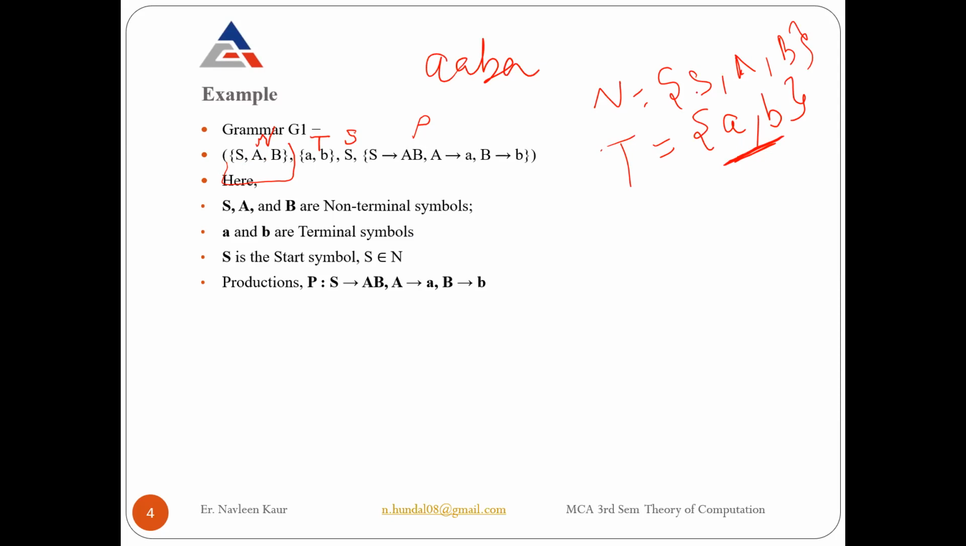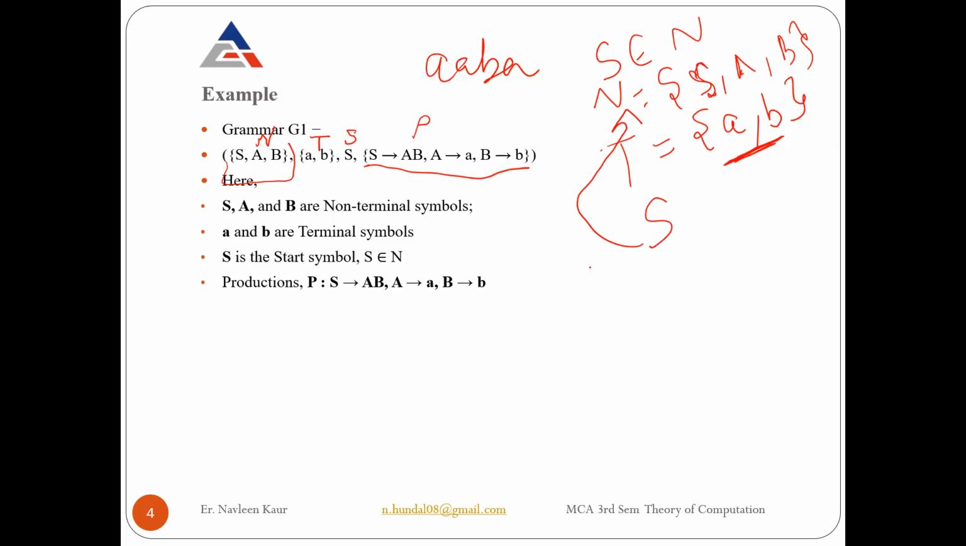Okay, and this S here says that this is a starting symbol. So S is from your N, where I write S belongs to N. So it is a part of your N. And now there is a production. So these are the production rules.